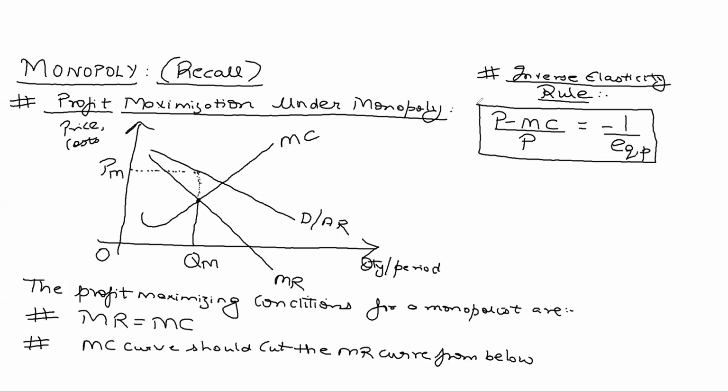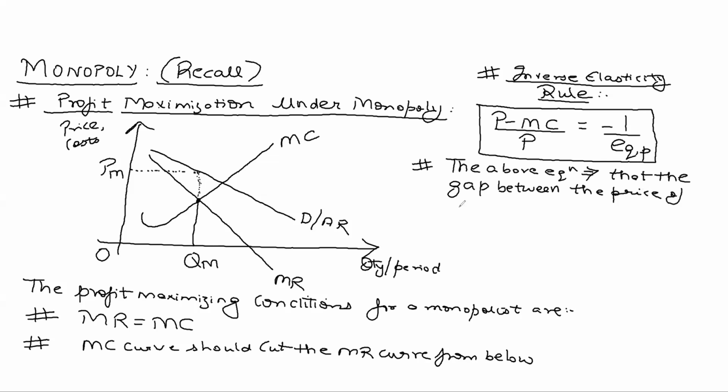So we had done the observations also. So what does this mean? The above equation implies that the gap between the price of the firm's output and its marginal cost is inversely related to the price elasticity of demand.